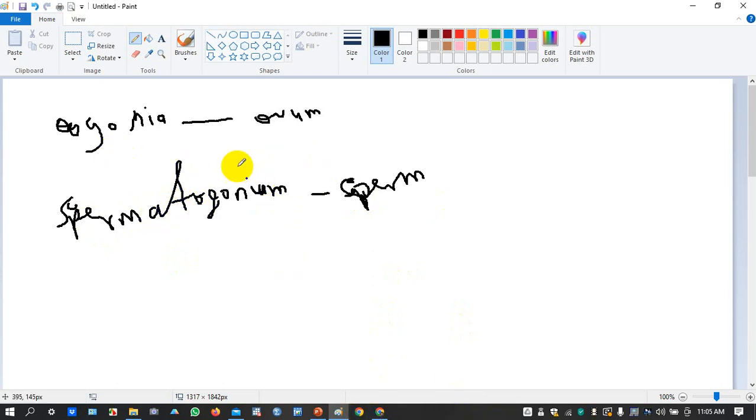So this one produces spermatocytes, and this one produces oocytes. As a mature form, this one produces spermatocyte, and secondary spermatocyte. So immature form leading to mature form: the immature form of the egg, oogonium, leading to the mature form, oocyte.